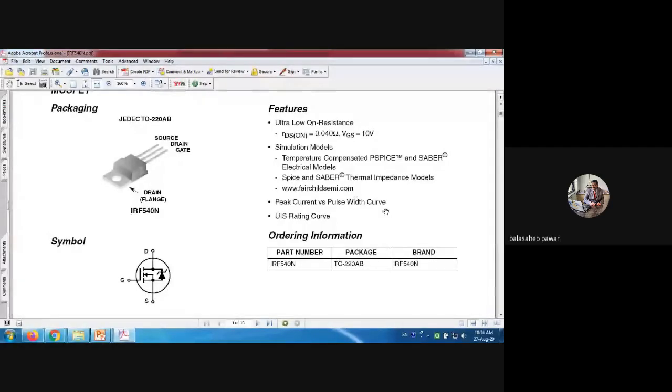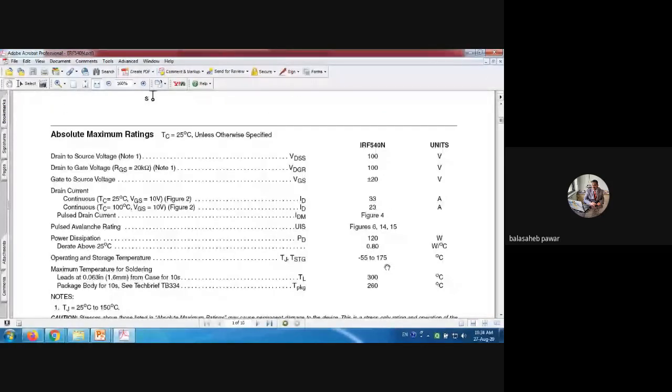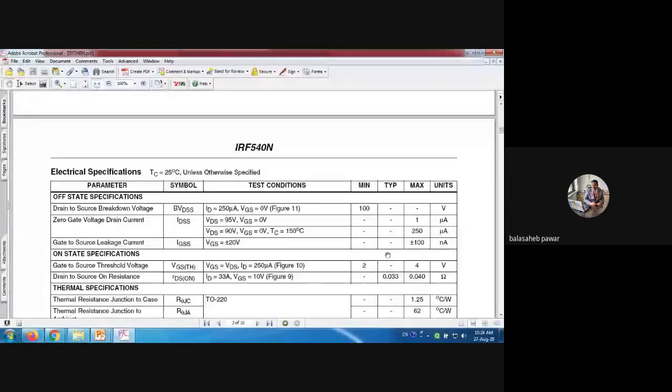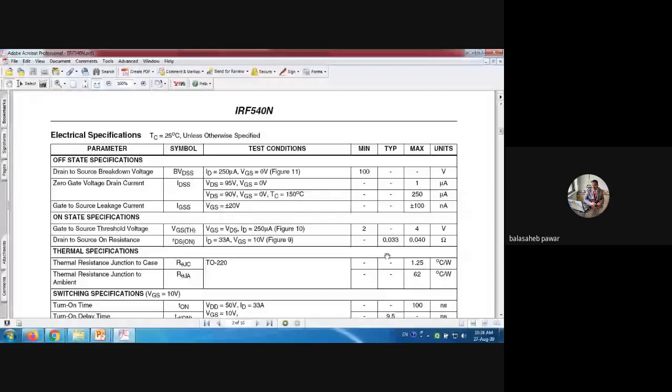Okay. So this is one of the main features while selecting a device as a switch, right? Now we'll observe other parameters also, and these are also very important. I think it may be given in table form. Yes, it is there. So see, in the electrical specification of this transistor, the first one is given as drain source breakdown voltage, right?